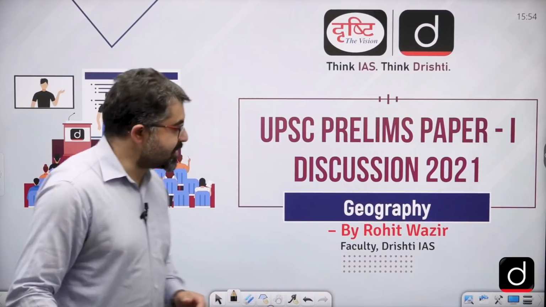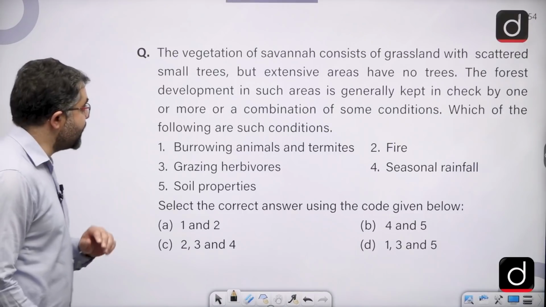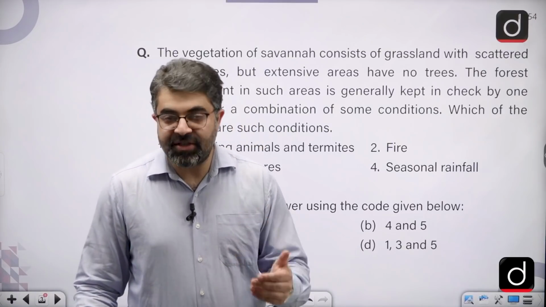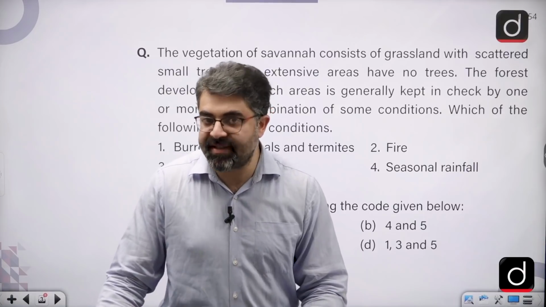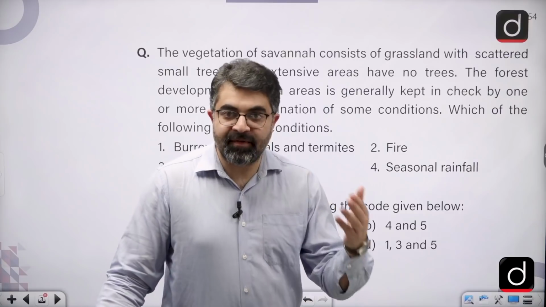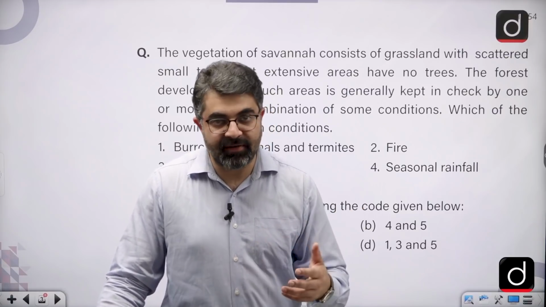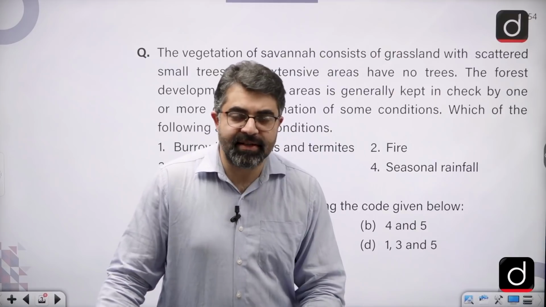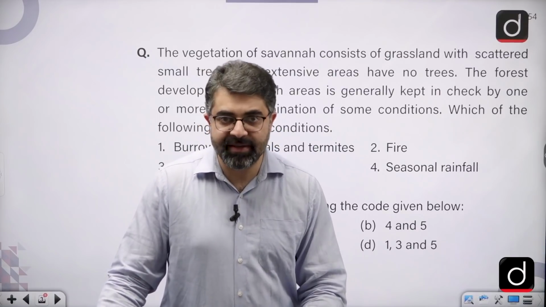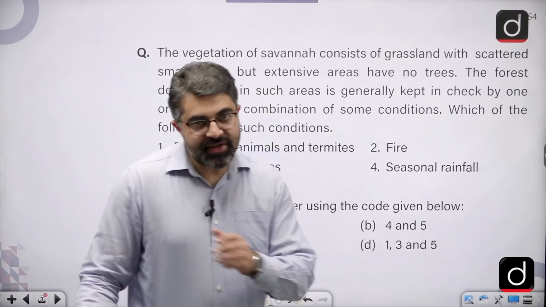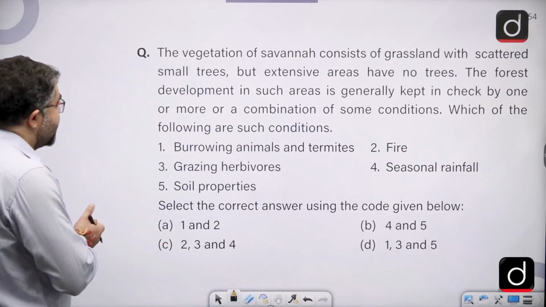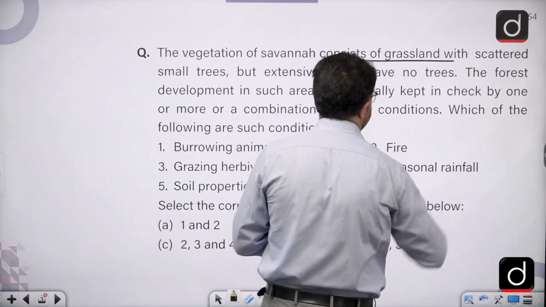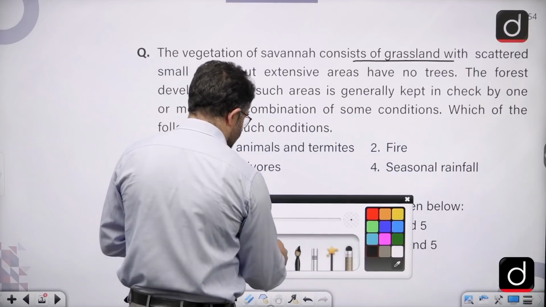So here, if you see, the first question asked in geography was on a climate as well as a vegetation aspect. The question was asked on savanna, or in terms of climate we call it the Sudan type of climate or savanna type of climate, where we have semi-arid conditions. Rainfall is less, approximately 60 centimeters. So let's see the question. The vegetation of savanna consists of grasslands with scattered small trees.